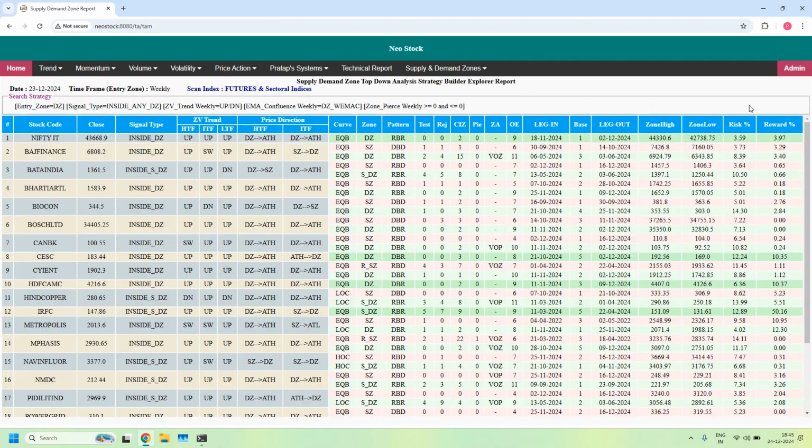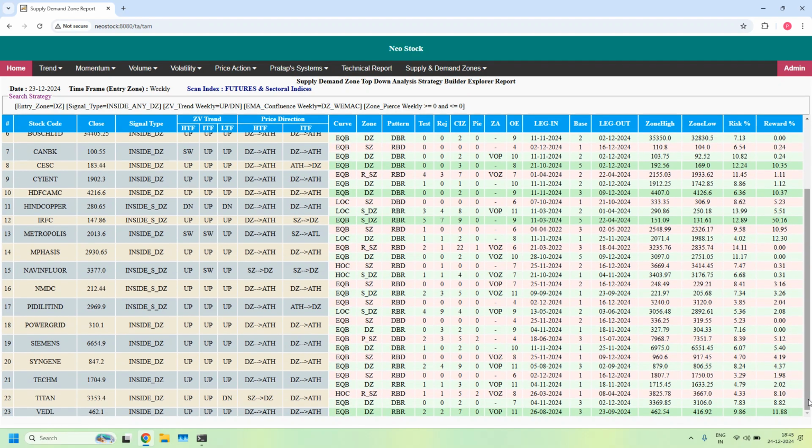Now with these filters, the list is reduced. The first 17 stocks in the list where price closed inside the weekly demand zone, and also those demand zones are having weekly EMA Confluence. I am scrolling the list down. So total 23 stocks are filtered where price closed inside these weekly demand zones, and these weekly demand zones are also having weekly EMA Confluence.